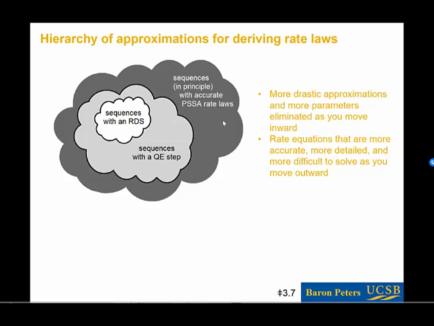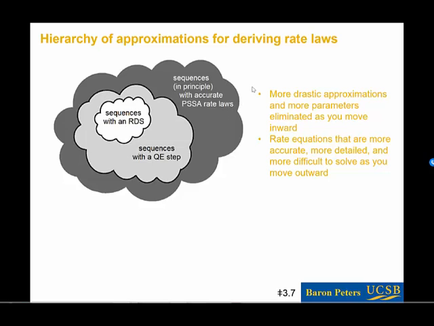Then as you move towards approximate rate laws, you have pseudo-steady state approximations, and these, in principle, give you pretty accurate rate laws as long as you don't have things like branching steps. Then you can move to a more drastic approximation, where you can make a quasi-equilibrium approximation. And then an even more drastic approximation is assuming a rate determining step, which implies that a lot of the steps that come before it are quasi-equilibrated.